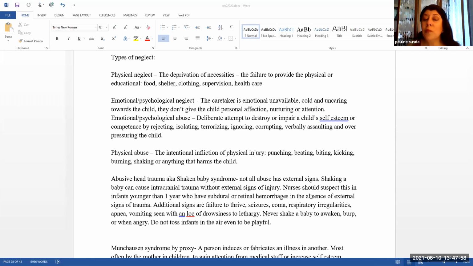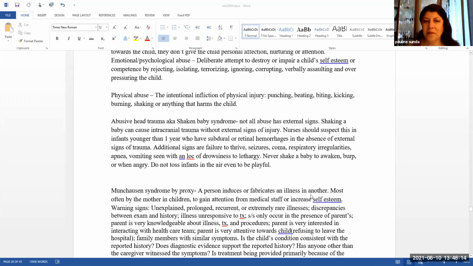Emotional or psychological abuse. This is the deliberate attempt to destroy or impair a child's self-esteem or competence by rejecting them, isolating them, terrorizing, ignoring, corrupting, verbally assaulting, and overpressuring the child. Physical abuse. This is the intentional infliction of physical injury, and there's a wide variety of things that we can see here. So punching, beating, biting, kicking, burning, shaking, or anything that physically harms the child.